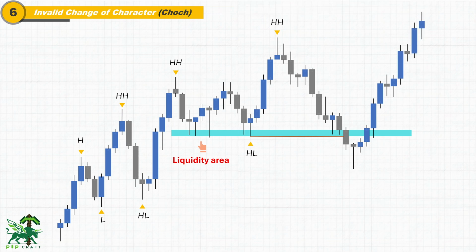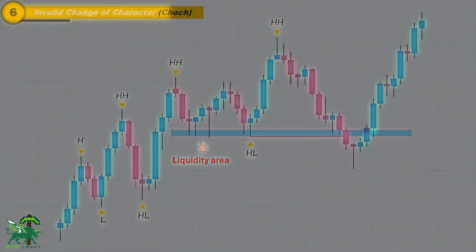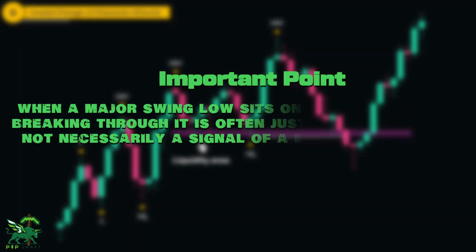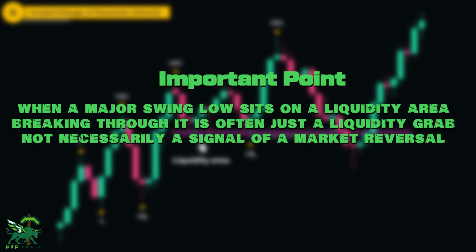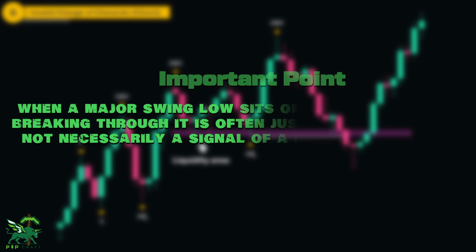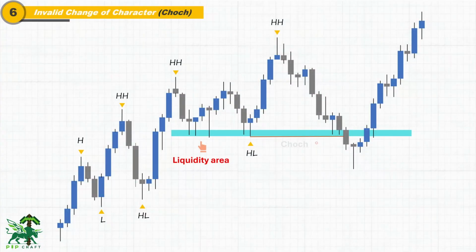Here's the key takeaway. When a major swing low sits in a liquidity hotspot, breaking through it is often just a liquidity grab, not necessarily a signal of a market reversal. In this context, we can't classify this break as a valid change of character.